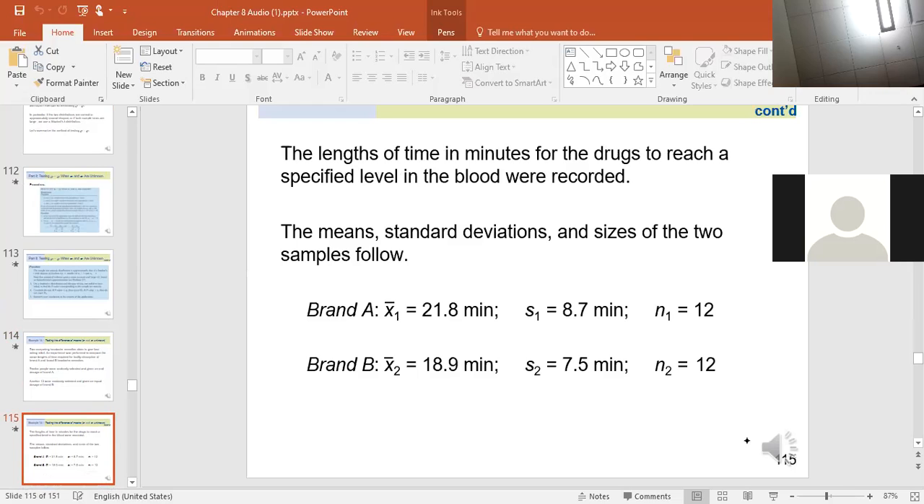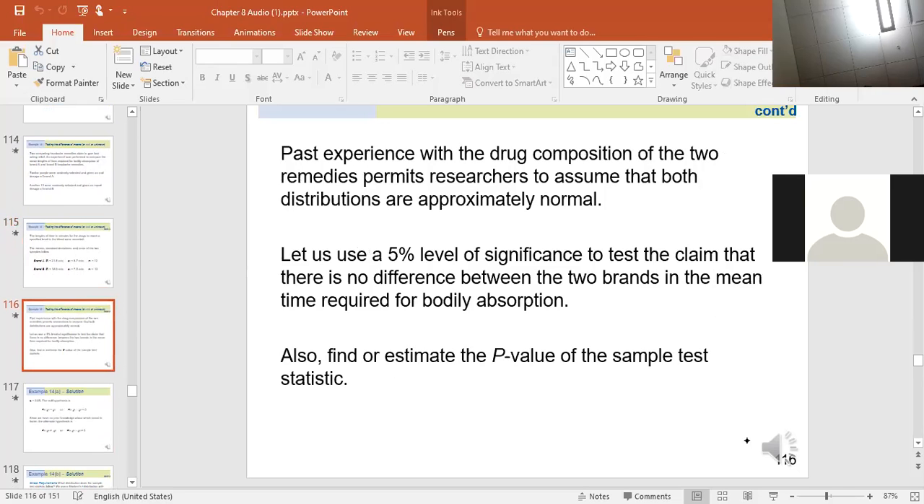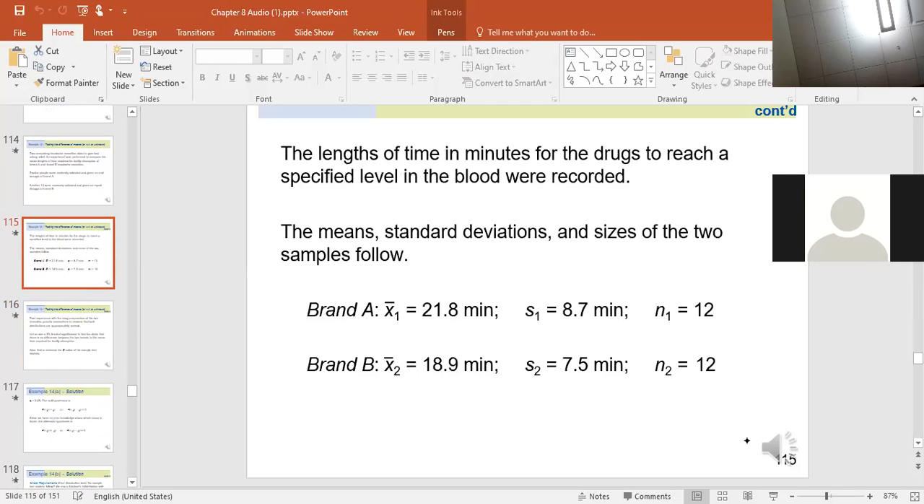So here we are given the sample mean and the sample standard deviation for each of them. Because we don't have sigma, we are going to use the t distribution. We need to know the question. Let's use a 5% level of significance to test the claim that there is no difference between the two brands. Here, the claim now is H0.